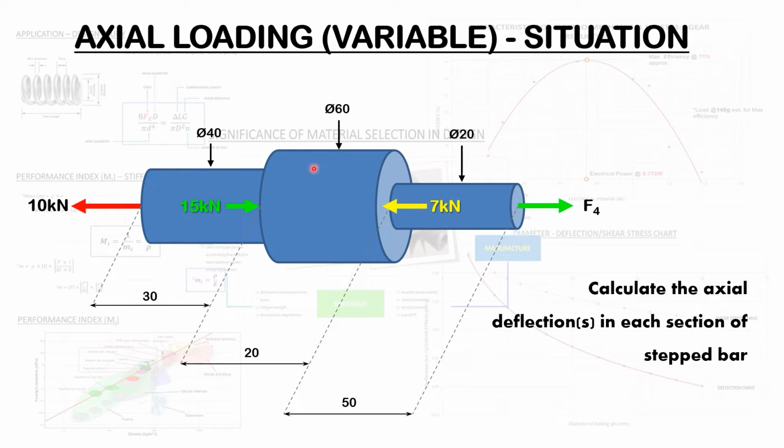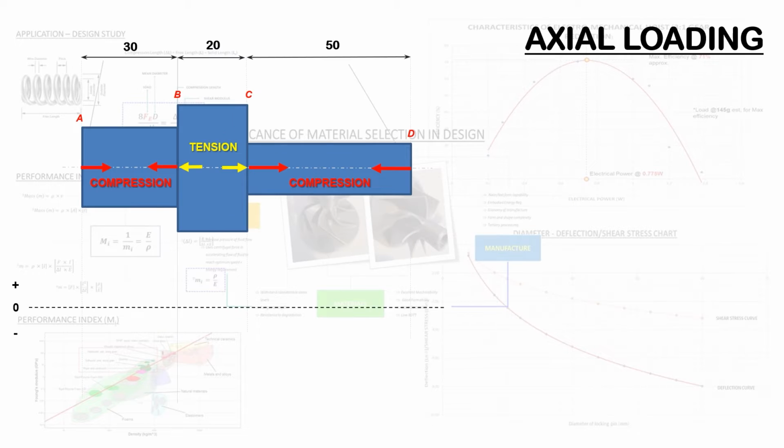And we need to use this information to calculate what will be this 4th load, which will cause static equilibrium on the loading on the given component. So that's essentially what our challenge is. The question is, how do we go about solving this particular problem?